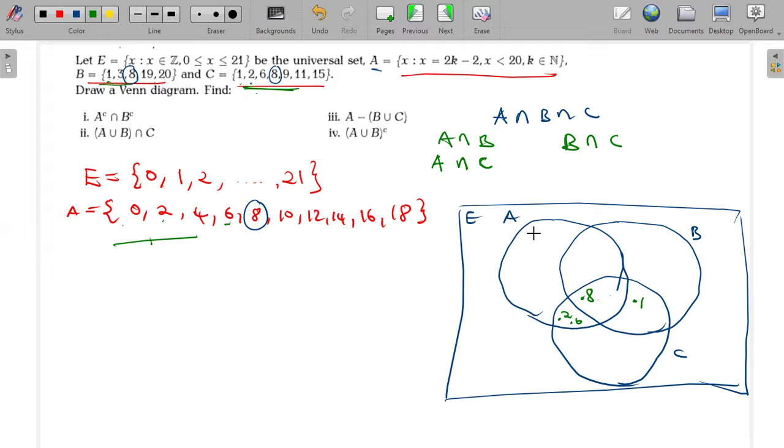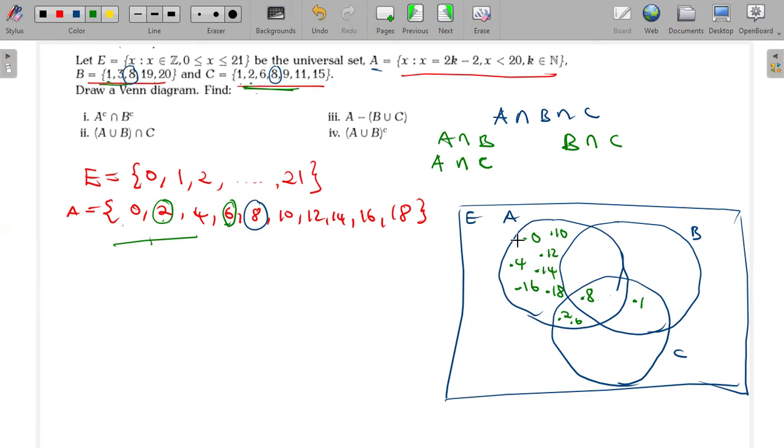The remaining elements, you're going to list them here. So those that have remained in A. When I look at the set A, what elements have remained? So 2 is gone, 6 has been removed, and 8 has been removed. What has remained? I have 0, I have 4, then I have 10, then 12, then 14, then 16, then 18. So these are what has remained in the set A.